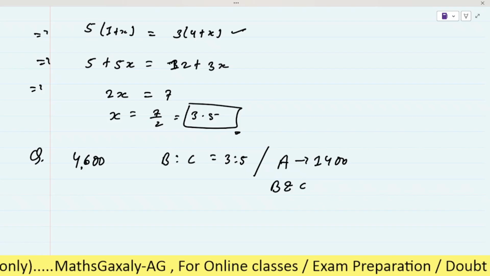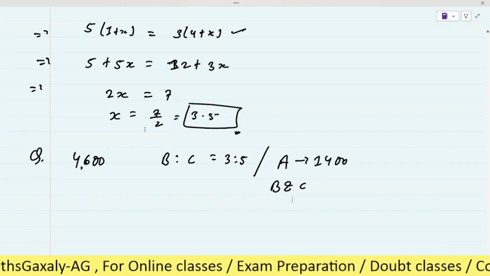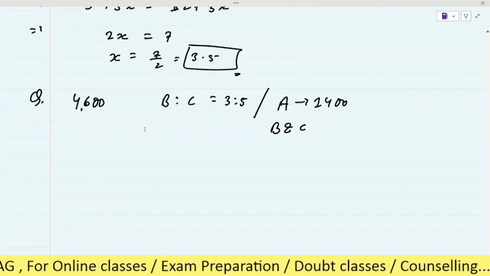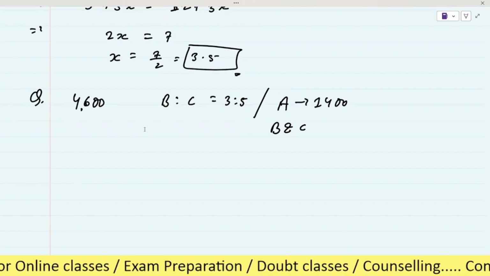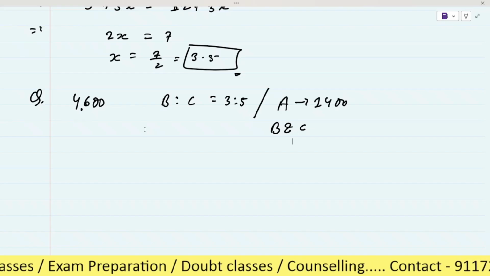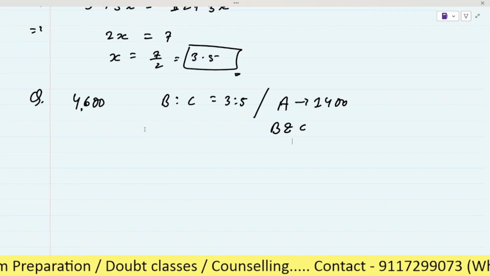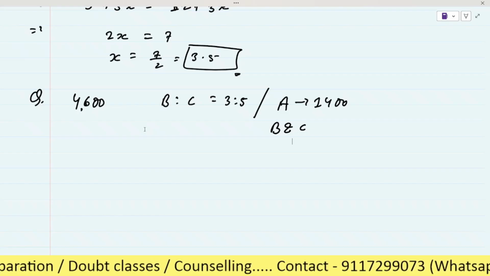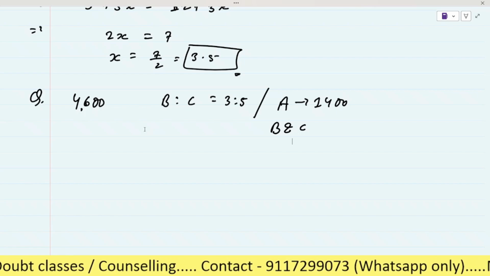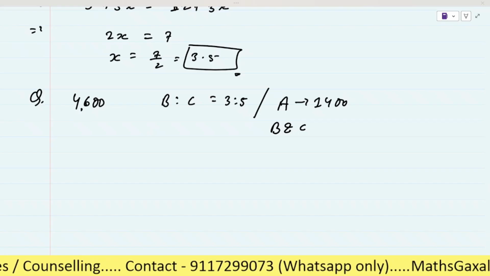So can you find it? It's too easy and too simple. I'm repeating, A, B and C have a total of 4,600 rupees. They distribute this amount. The ratio of the money between B and C is 3 is to 5. If the share of A is 1,400, then find the difference between the share of B and C. Try it by yourself.